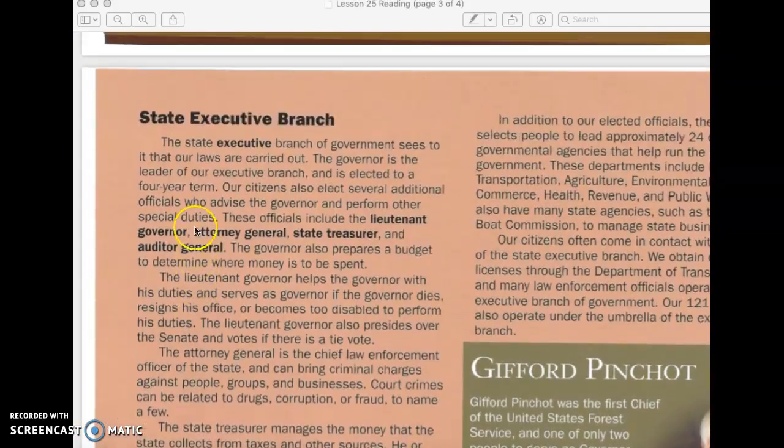State Executive Branch. The state executive branch of government sees to it that our laws are carried out. The governor is the leader of our executive branch and is elected to a 4-year term. Our citizens also elect several additional officials who advise the governor to perform other special duties. These officials include the lieutenant governor, the attorney general, the state treasurer, and the auditor general. The governor also prepares a budget to determine where money is to be spent.